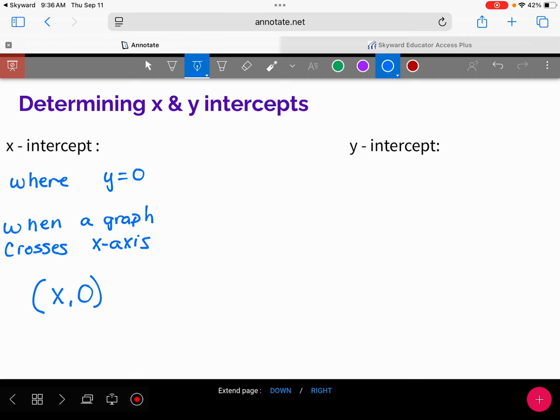So for our x-intercept, we don't know x. We know our y is 0. X can be anything.